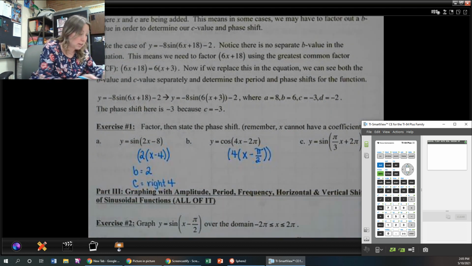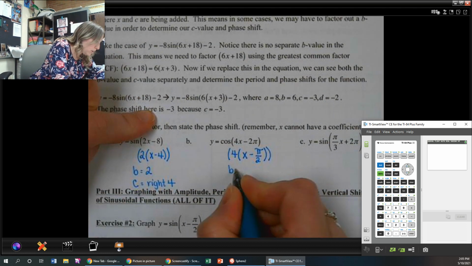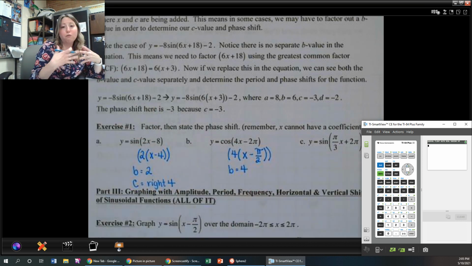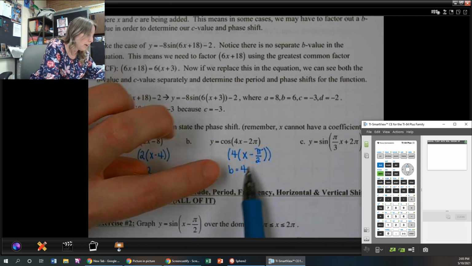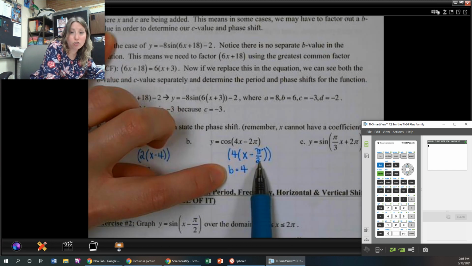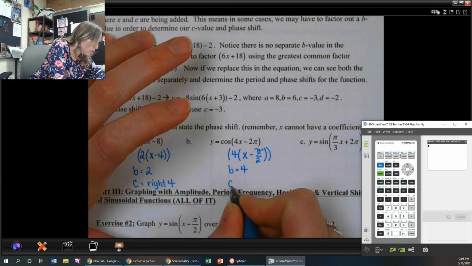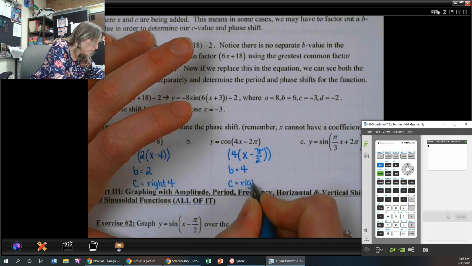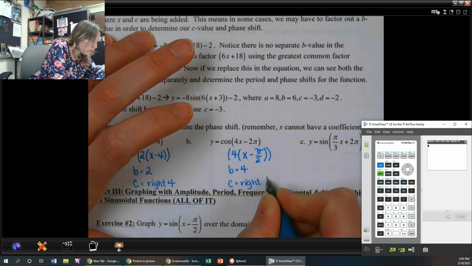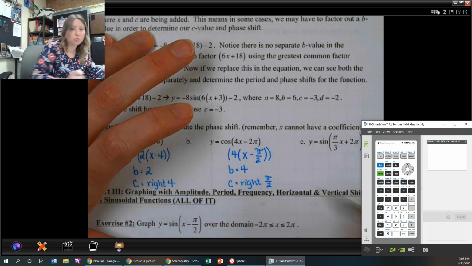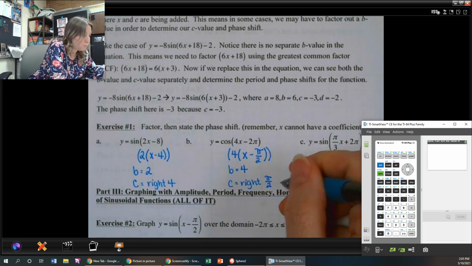What that tells me is that my B value is 4. So I have a frequency of 4 cosine curves between 0 and 2 pi. And then this is my phase shift to the right. So we're going to go right 90 degrees, or pi over 2 radians. I'm just going to put 90 degrees right here.